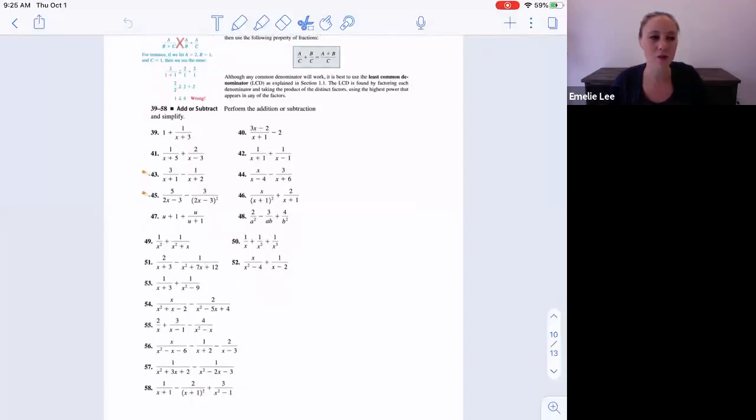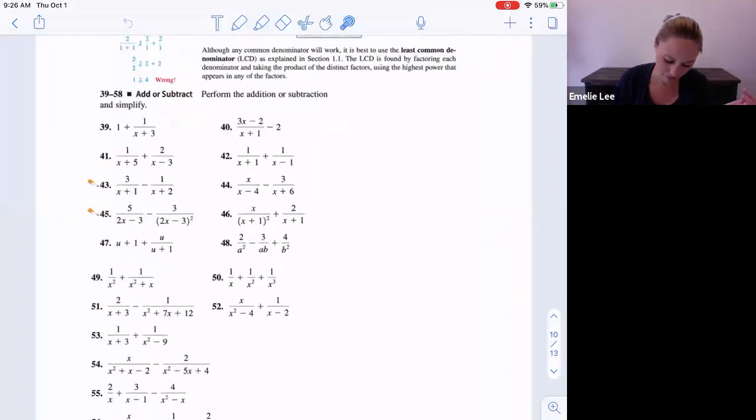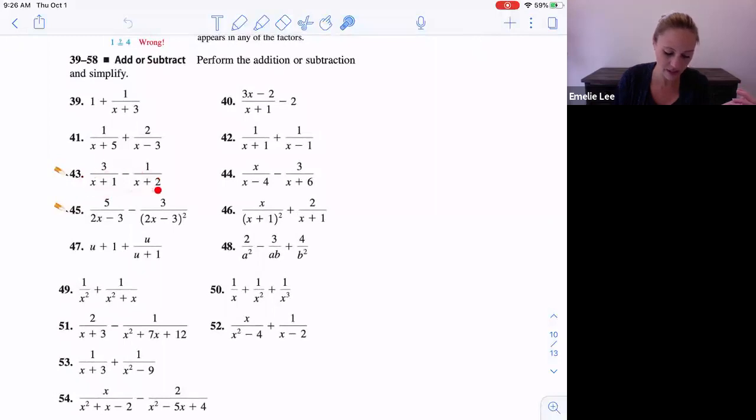I'm going to use the same trick. This little blurb here says we should be using the least common denominator, and often the way that we're doing it will yield the least common denominator, but not always. I would still say the safest way to find the common denominator is this. If we look at 43, for example, 3 over x plus 1 minus 1 over x plus 2, I need a common denominator down here.